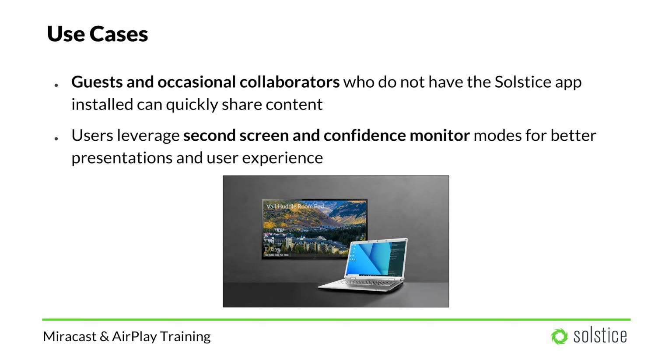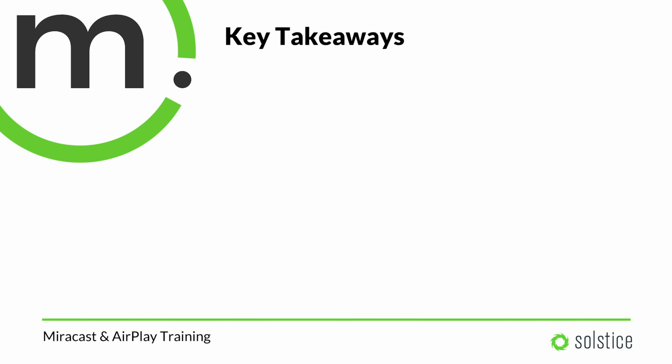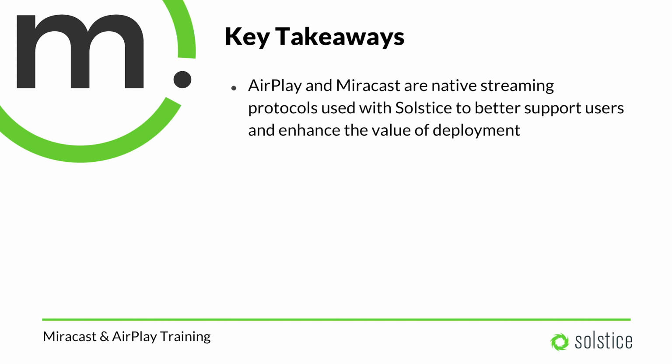Users can also present with a second screen, allowing them to see their notes or the next slide by using the extended desktop and confidence monitor modes. AirPlay and Miracast are native streaming protocols built into many Apple, Windows, and Android devices that can be used with Solstice to better support users and enhance the value of your deployment.